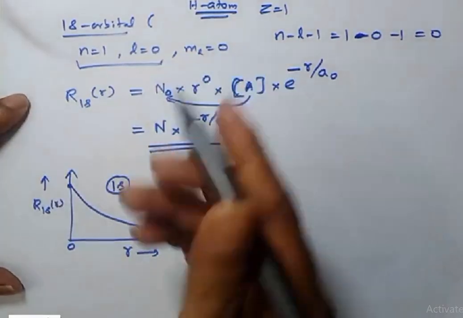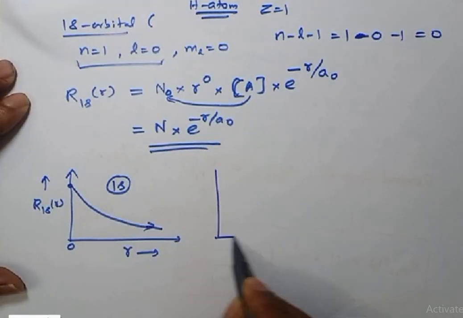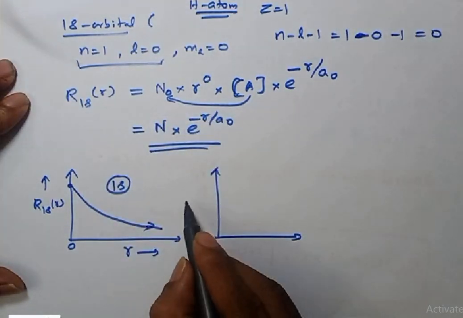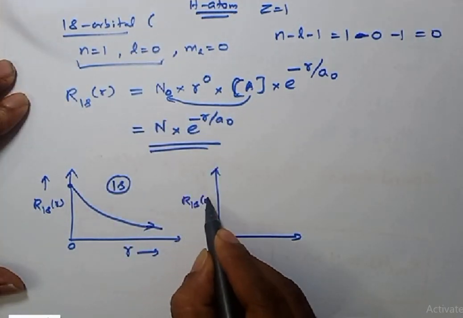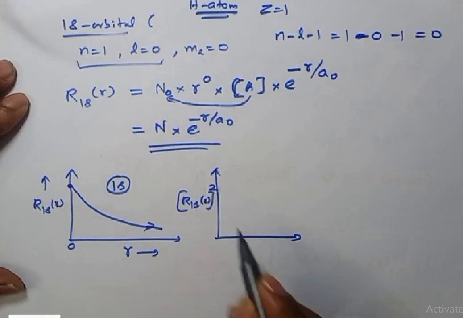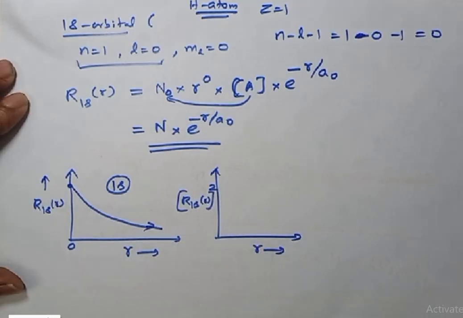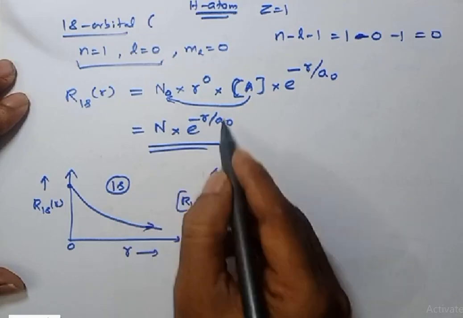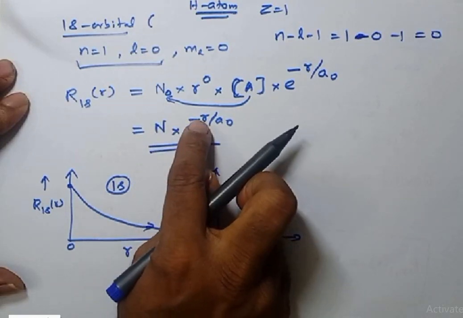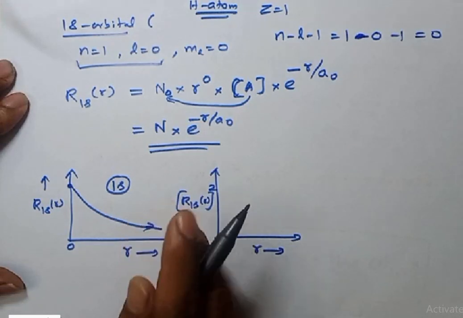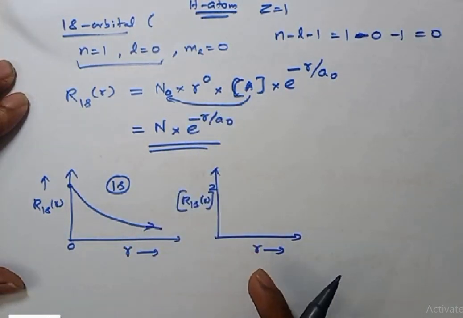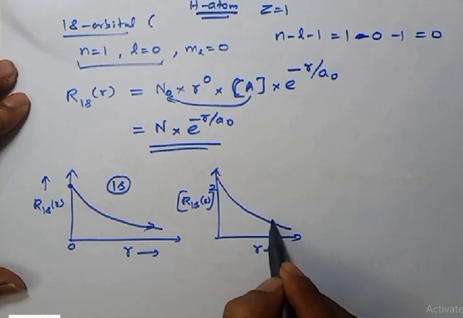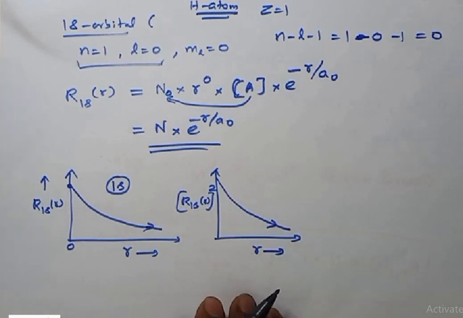And what is the probability? Radial probability: take the square of this, R_1s of r, and plot it versus r. If you take the square, I'll get N squared, and here I'll get e to the power minus 2r by a naught. So if you plot, the probability also looks like this. It is also an exponentially decreasing function.